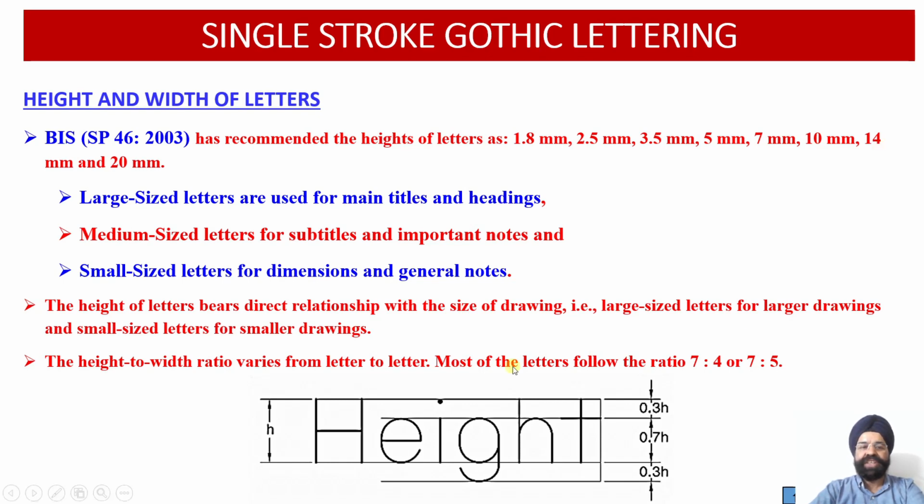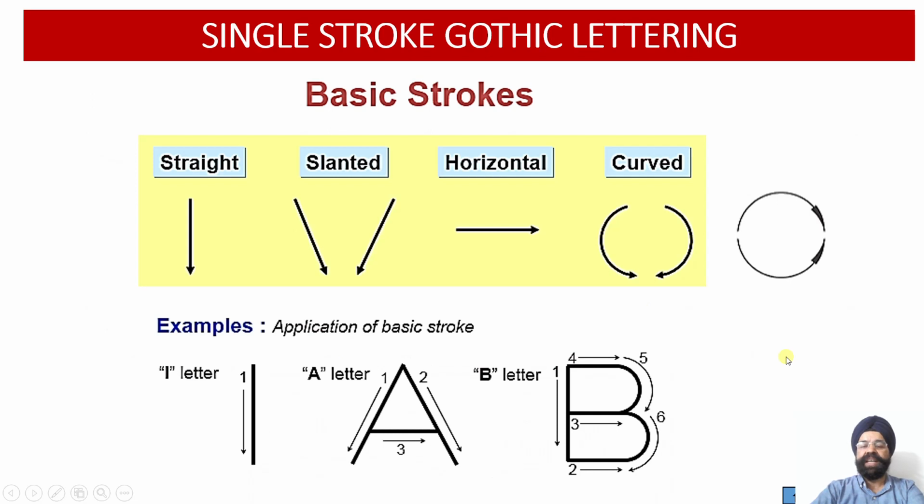So similarly on the drawing sheets as well, the large size letters will be used for the main titles of the drawing or the headings of the drawing. The medium sizes of the letters will be used for the subtitles and the important notes, and the small size letters will be used for dimensioning and the general strokes over there. But everywhere, whenever we are writing any information, the height to width ratio will be used as standard. Either you use 7:4, I told you that for M and W it should be 7:5, and for J this will be 7:3. So the standard values will be used.